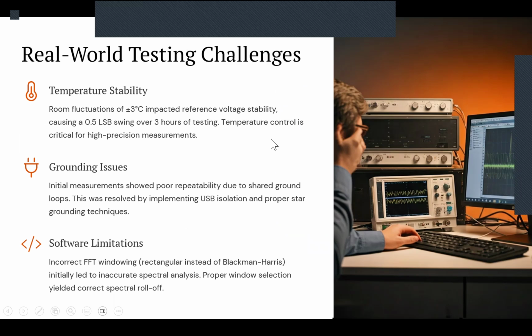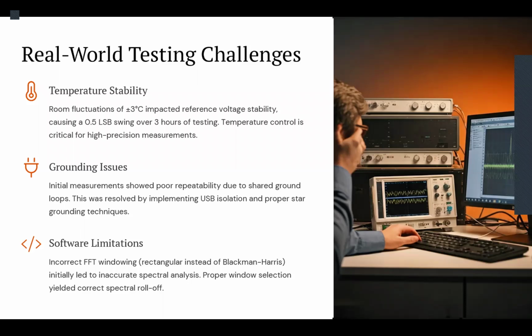Now, there are several challenges when we talk about real-world testing. Even when we follow the IEEE 1057, real-world testing still faces several practical challenges. These challenges are caused by factors that are beyond the standards. We have to understand these factors, the physical, electrical, and environmental limitations, and try to mitigate these issues.